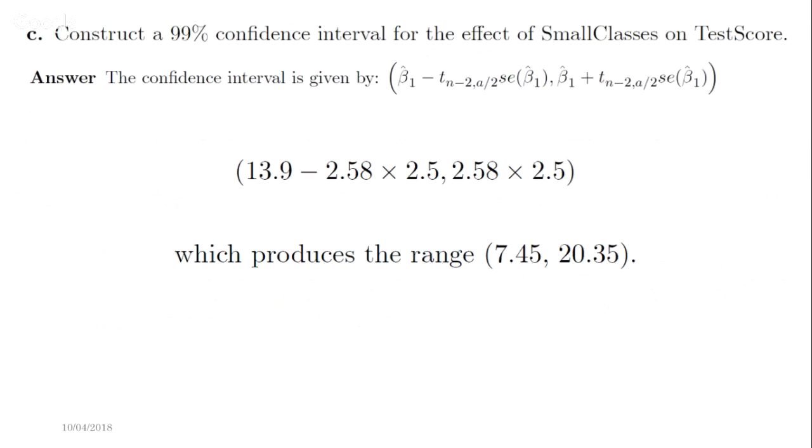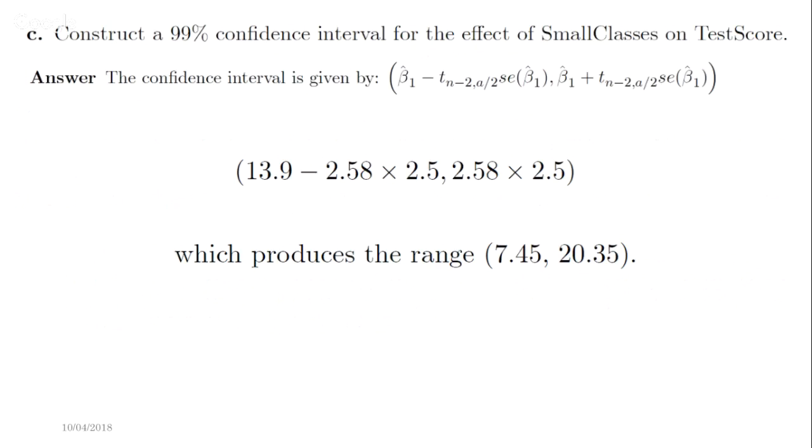So beta hat is 13.9 plus minus 2.58. 2.58 is the critical value for 99%. So alpha is 1%. Okay. So from the table, we can look for 1%. 5% will be 1.96, right? So this is 1% times 2.5 standard error. So we have the range of 7.5 and 20.35.